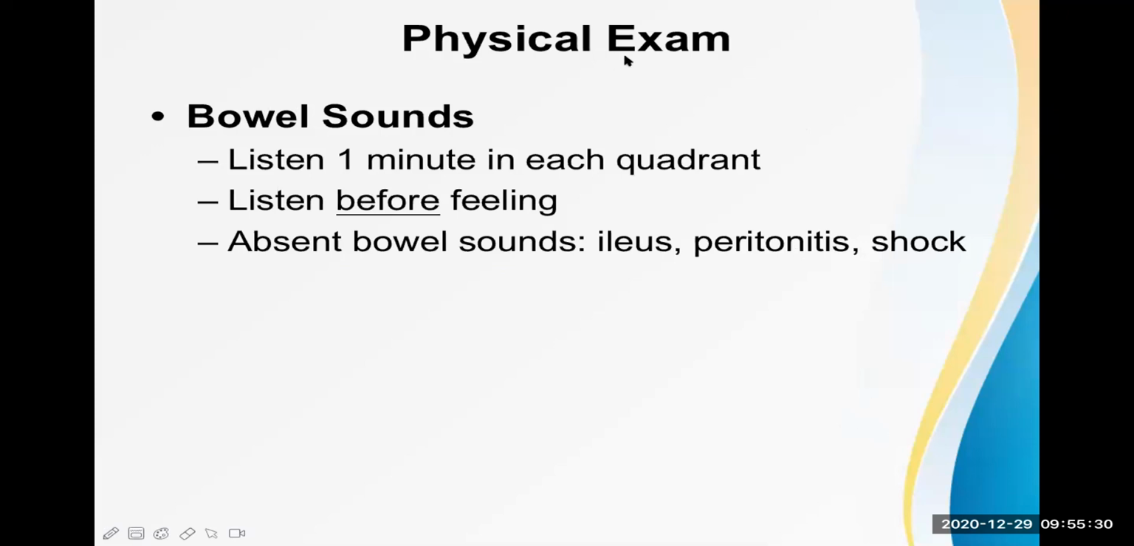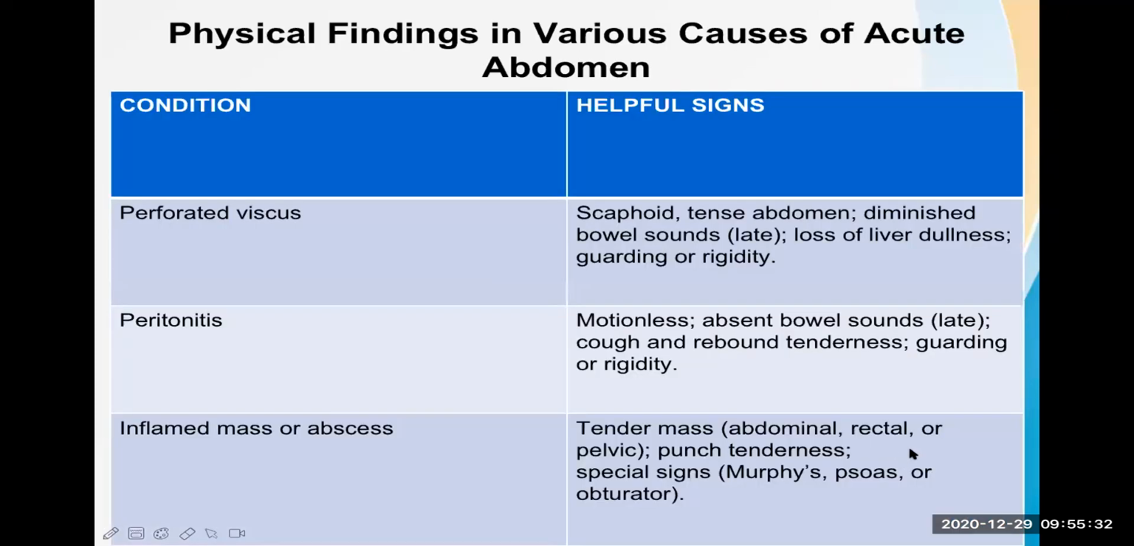Let's move on. Now, let's talk about some of the important physical findings in various causes of acute abdomen. Okay, this is a bit of clinical discussion again. So please pay attention. Perforated viscus.